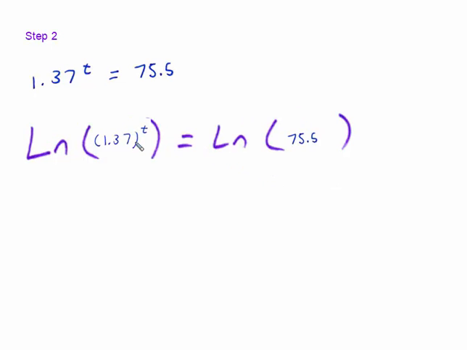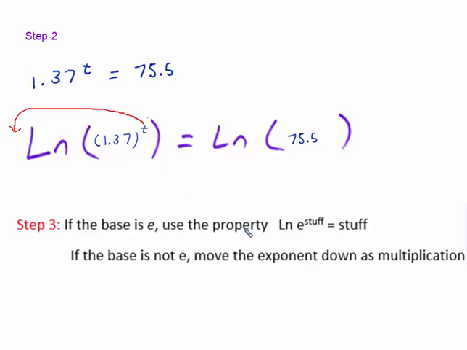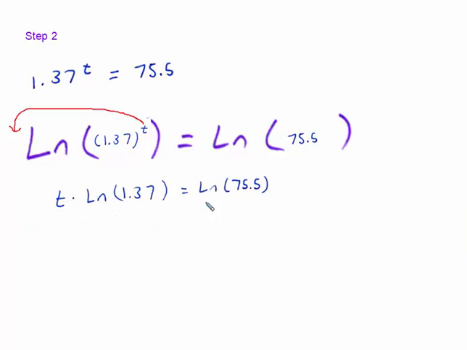One of the reasons for doing step 2 is that there's a logarithm property that says if you have a logarithm of a base raised to an exponent, that exponent can be moved down in front as multiplication. That would be step 3. Step 3 says if the base is e, but mine is not, so I'm going to ignore this. If the base is not e, which is my case, my base is 1.37, move the exponent down as multiplication. Doing that would leave me with this statement. Notice that this is no longer an exponential equation because my input variable is not in the exponent position. In fact, this is a linear equation.